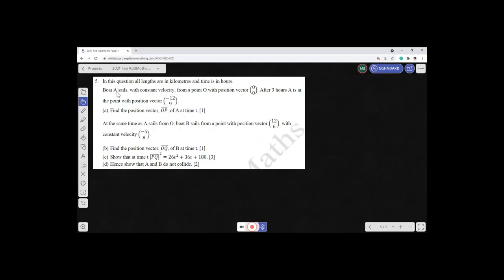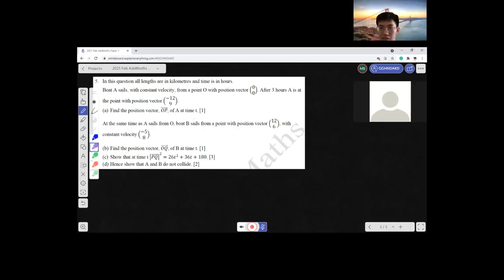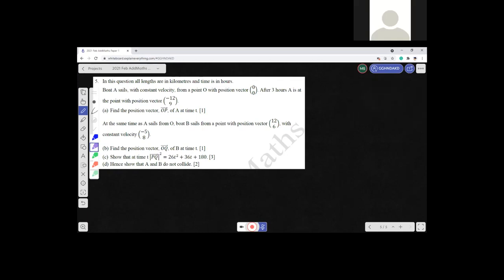So both A sails with constant velocity from point O with vector this. After 3 hours, it is at this. Find the position vector of P at time t. Only 1 mark, and they ask us to do so many things. So what you need to do is find the position OP.